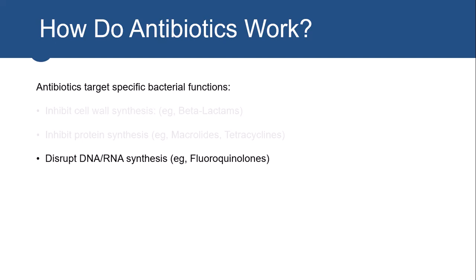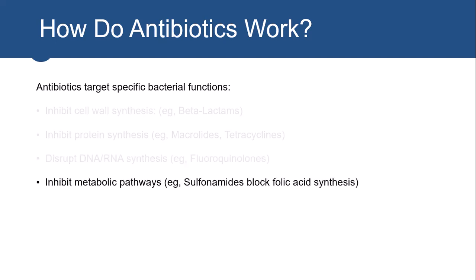Third, by inhibiting nucleic acid synthesis, affecting bacterial DNA or RNA, preventing their replication. And fourth, by inhibiting metabolic pathways such as folic acid synthesis, which bacteria need to grow. Understanding these mechanisms helps you choose the right antibiotic based on the type of bacteria and the site of infection.